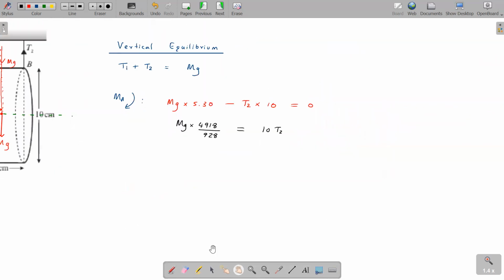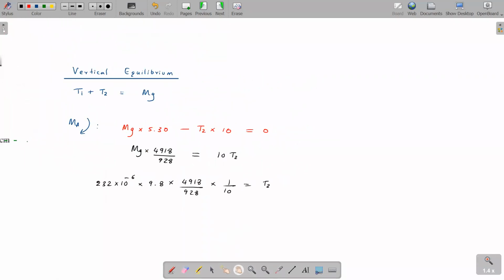Shall we use that value here? So M is 232 into 10 to the power minus 6 kilograms, g is 9.8, this is 4918 over 928, and here we have 1 over 10. The 1 over 10 is because the 10 came down as a division. So can I know the answer?